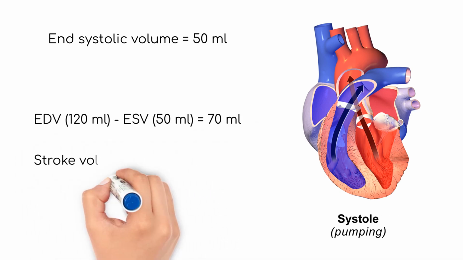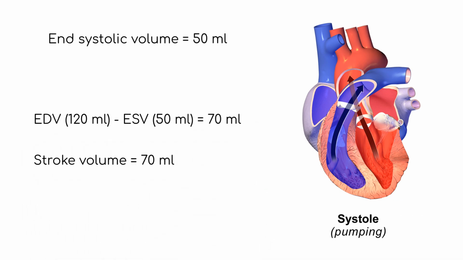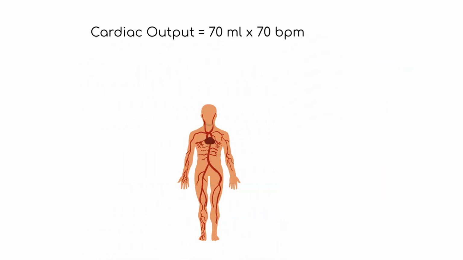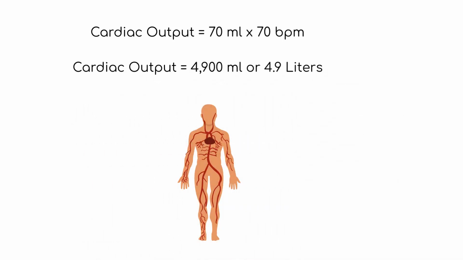If we subtract the end systolic volume of 50 milliliters from the end diastolic volume of 120 milliliters, we have a stroke volume of 70 milliliters. Now we can calculate cardiac output by multiplying our stroke volume of 70 milliliters by the heart rate. Let's say the heart rate is 70 beats per minute. This would result in a cardiac output of 4,900 milliliters or 4.9 liters. This means that enough oxygenated blood is getting to the tissues.